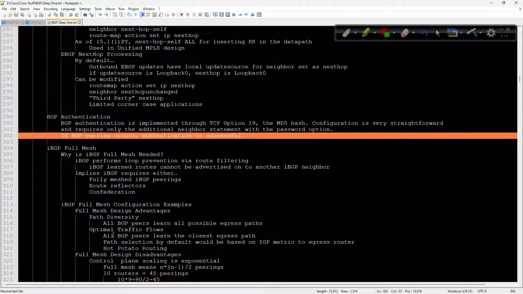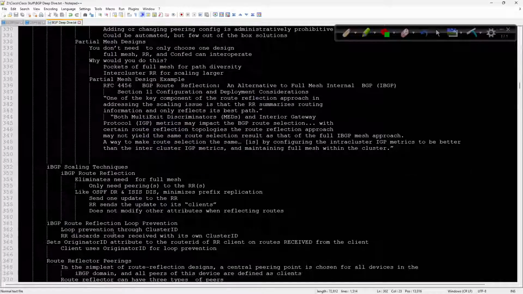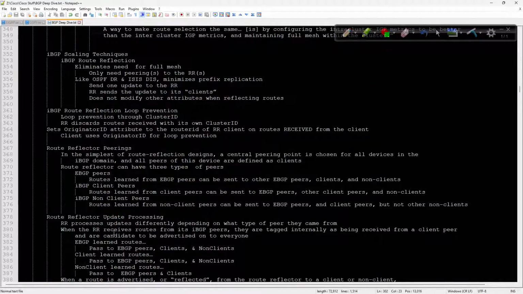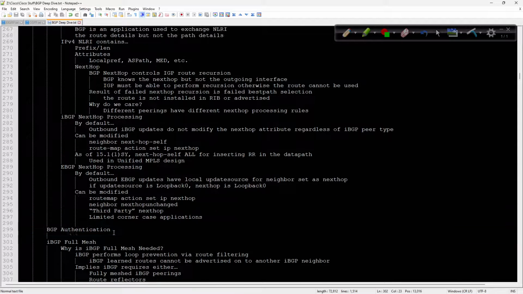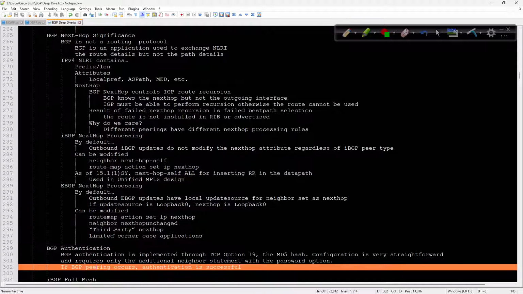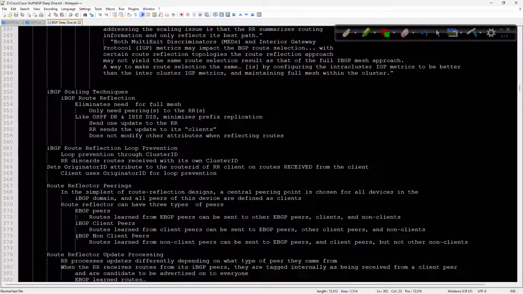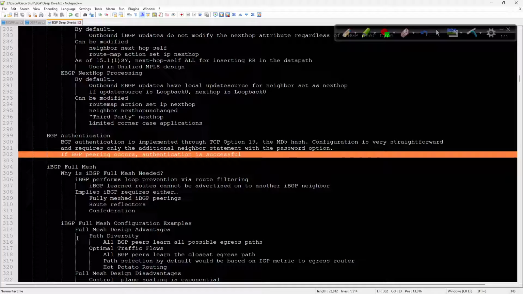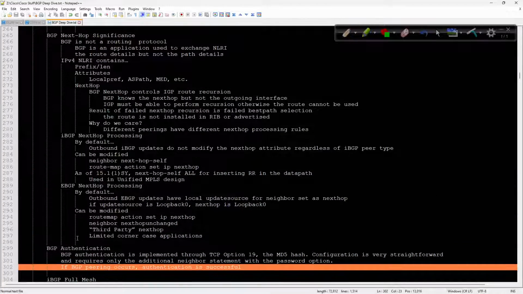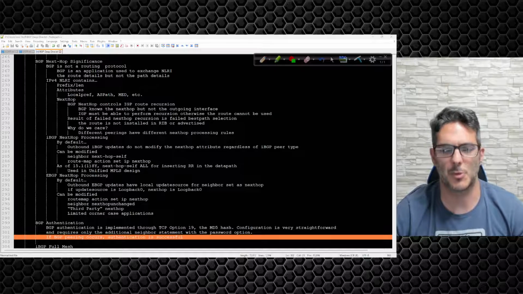So then we have the full mesh. Actually, I'm at a half hour now, so I'm going to stop it there. I'll talk about full mesh and route reflection, scaling techniques, route reflector clearing, all that type of stuff in the next video because it's going to take a minute to go through that as well. And I'd rather not go through it and have an hour-long video. I'm trying to make these a little bit more palatable.